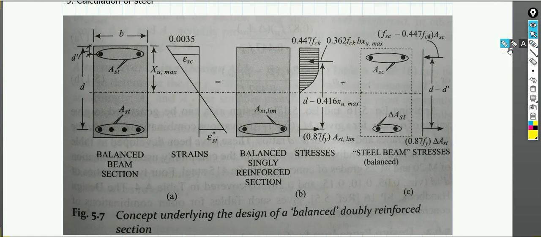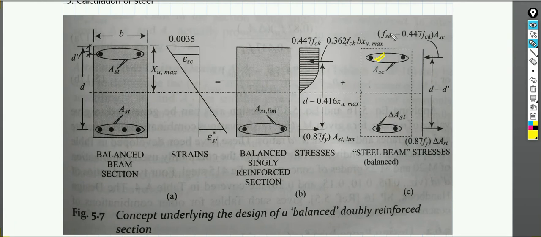Hello everyone. We will continue today from the previous class where we discussed the doubly reinforced beam, the first part. Now, in the second part, we will discuss how to design or how to calculate the area of compression steel.